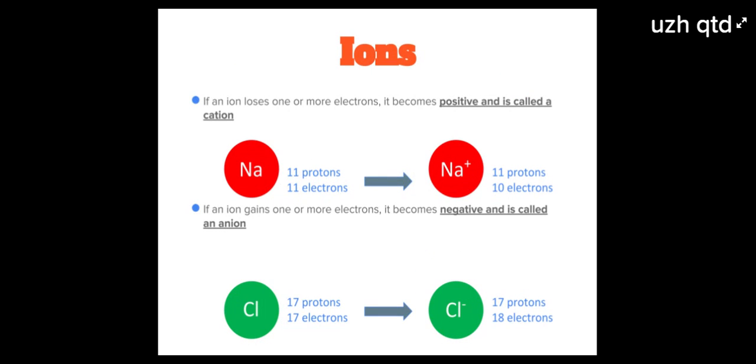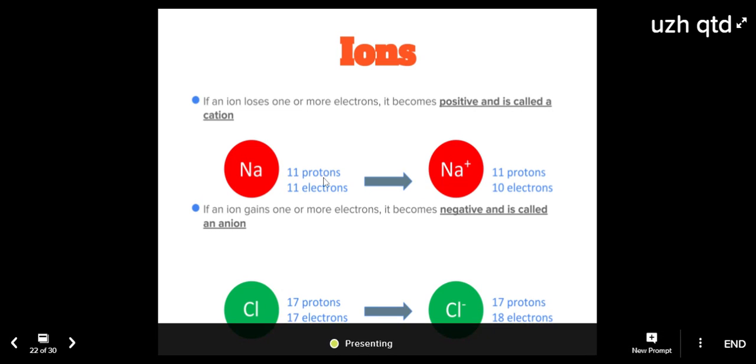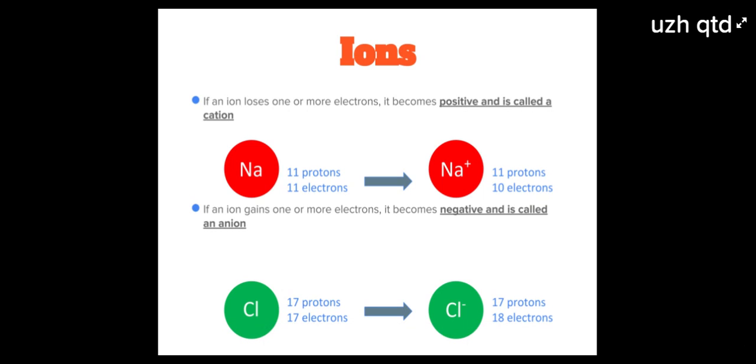Now, how do we tell the difference between a positive ion and a negative ion? And is there a faster way to go about this than just calling it positive ion, negative ion? There is. If an ion loses 1 or more electrons, as you can see here, sodium, which normally has 11 electrons, has lost 1 electron, so now it has 10.